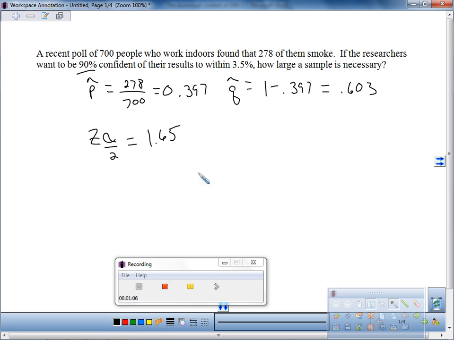Now we want to be 90% confident, so we're going to use 1.65 for that, and then E is our margin of error. Now we have to be careful with this. This is given to us as a percentage, and we need it in decimal form to put it in our formula, so we're going to use 0.035. Now from all of this we can get a sample size.